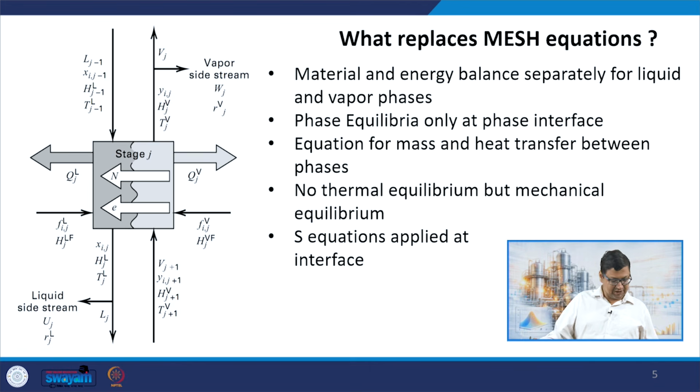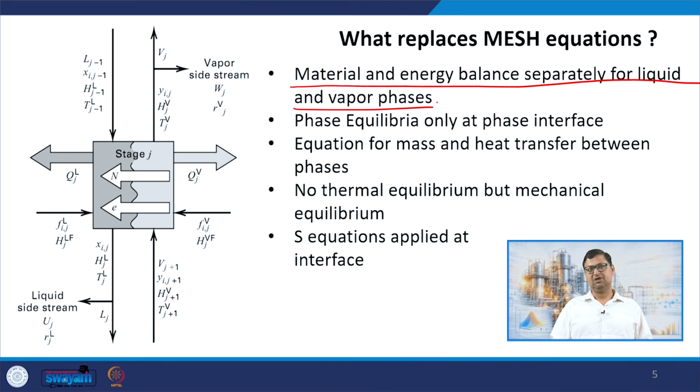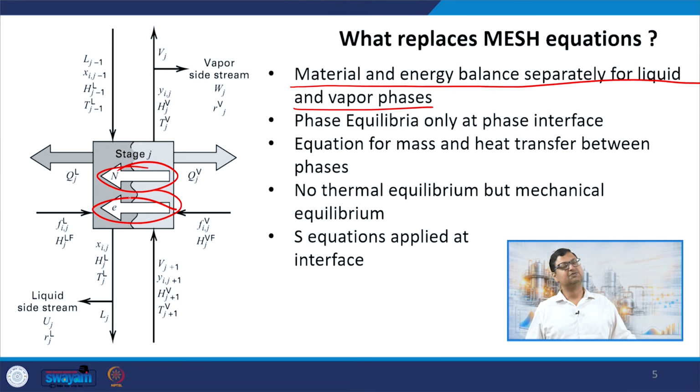Okay. So what is going to replace my MESH equations? Now I am going to have material and energy balances separately written for the liquid phase and for the vapor phase. Because the mass transfer is taking place between the two, it is not in a condition of equilibrium. So therefore, the liquid and vapor phase amounts and compositions are also changing with time. So we will write separate equations for the liquid phase and the vapor phase, including the effect of mass transfer and the effect of heat transfer.